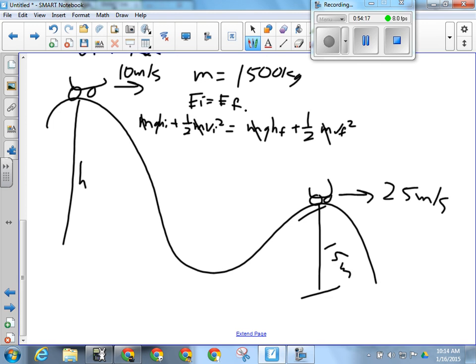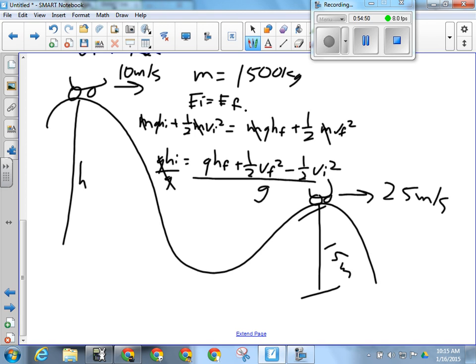Then I'm trying to solve for hi, so this is not attached to hi. Can I move it first? How do I move it? I subtract it. So I'm going to have ghi equals ghf plus 1/2 of vf squared minus 1/2 of vi squared. How do I get hi by itself now? Divide by g. Do I have to square root? No. I'm solving for a height, not a speed, so I don't have to square root.